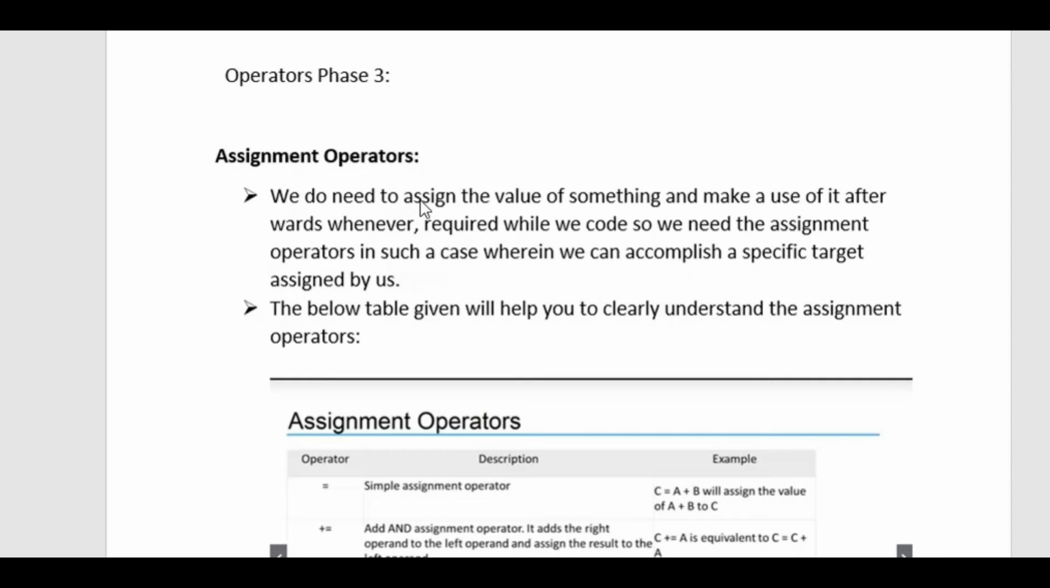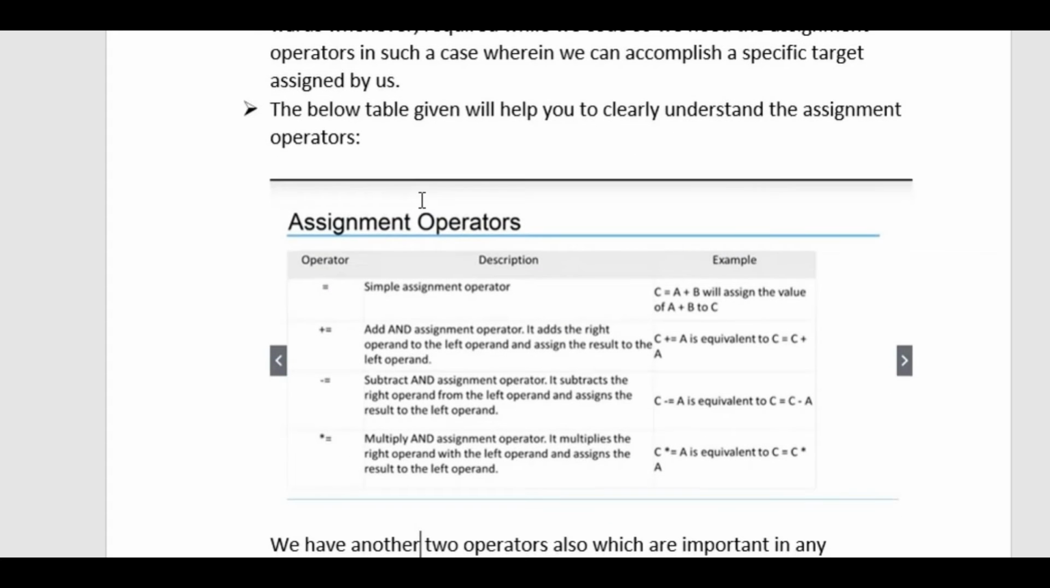Sometimes we need to assign the value of something and make use of it afterwards according to a requirement, to accomplish the specific target we have fixed. So here comes the usage of assignment operators. The table below will give us more clarity for understanding the assignment operators. First one is the equals to, the simple assignment operator. The operator is the equals to sign. So we write C equals to A plus B, which will assign the value of A plus B to C. The both are one and the same, but we are writing it in a logical way.